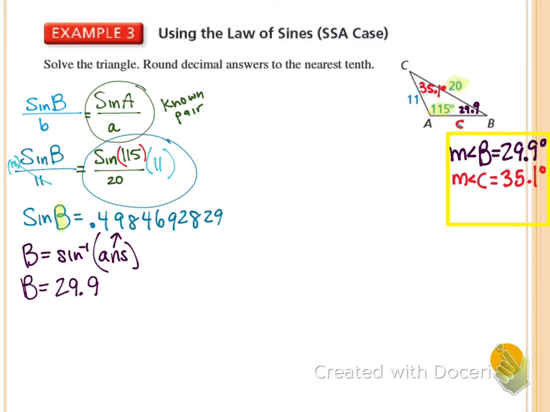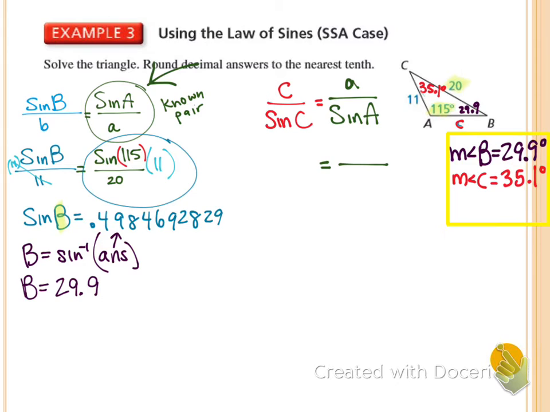Okay, so now for C, we know 35.1, so we're able to set up a law of sine. What I'm missing is a side, though, so we're going to put side C on the top, sine of C on the bottom. And then I would use the same known pair as the beginning, except this time, side A will be on top, and sine of angle A will be on the bottom. So we're just using the same known pair and going from there.